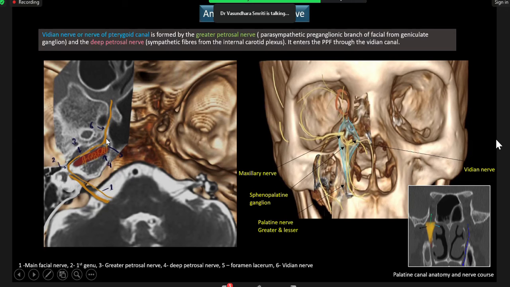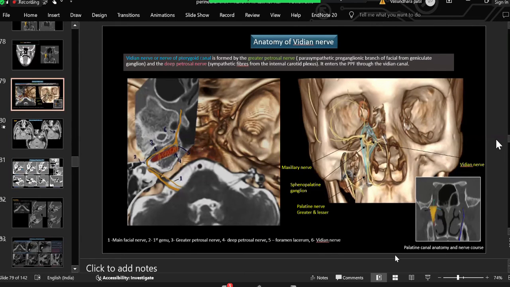They together combine and form the Vidian nerve, which then travels into the Vidian canal and comes out through the Vidian foramen into the pterygopalatine fossa. In the pterygopalatine fossa, it does receive branches from the maxillary nerve. That is how the fifth and the seventh nerve communicate over here. It travels inferiorly as the palatine nerve, and also gives branches to the nasal cavity and the sinuses. Okay.